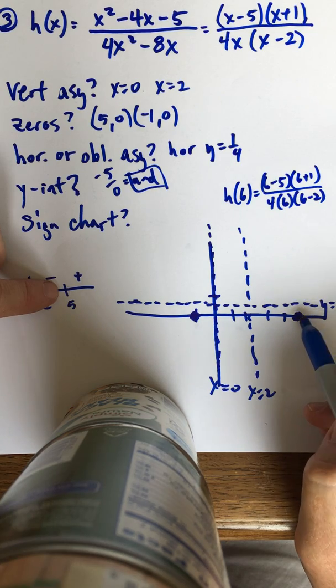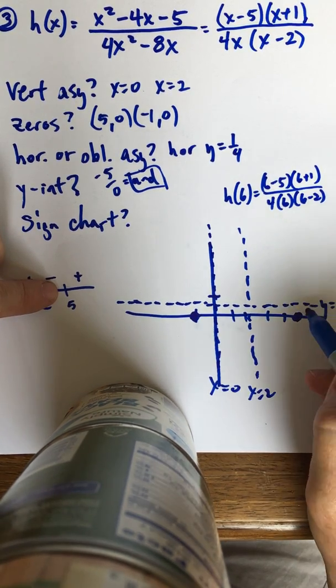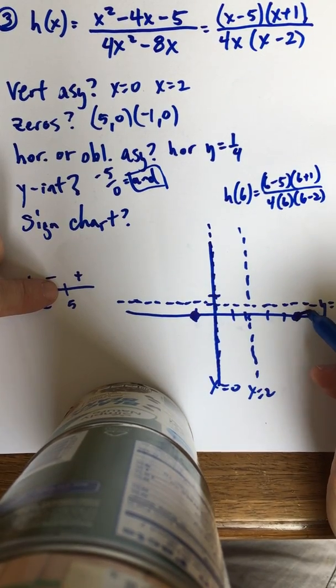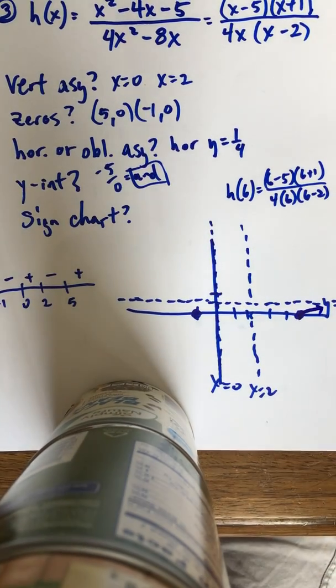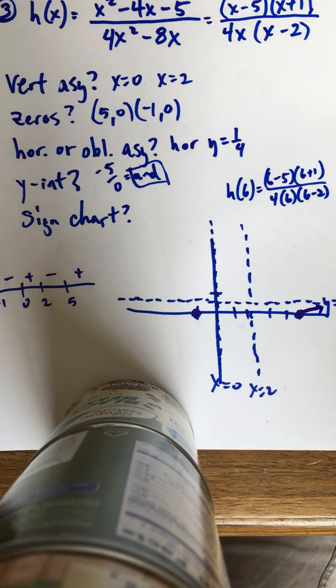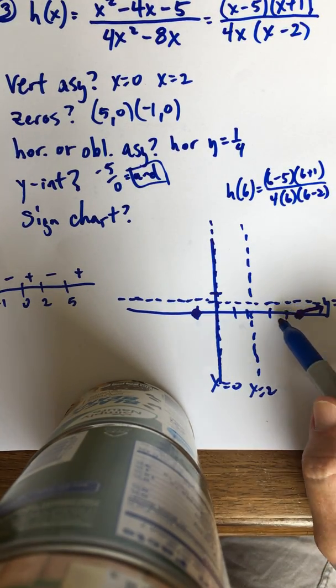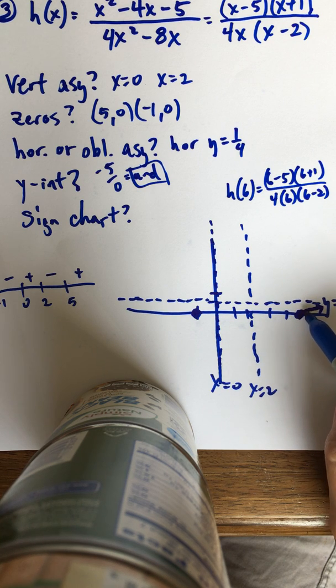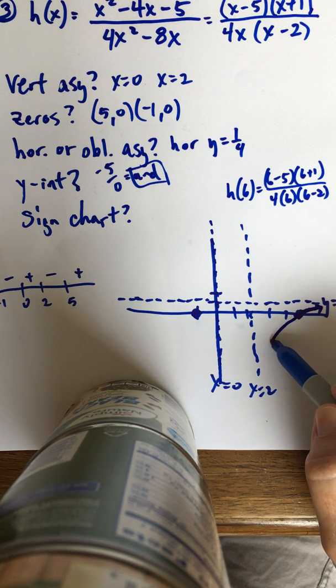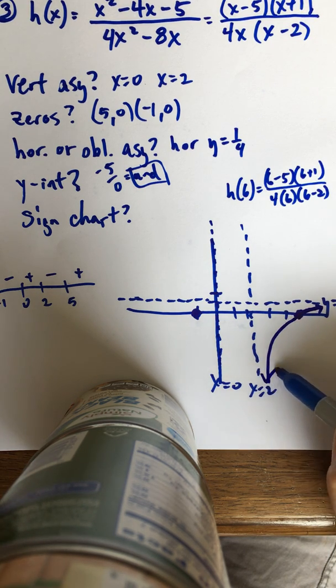To the right of 5, it's got to go through 5, because that's a 0, that's a point, and it's got to hug that asymptote. It's just going to go up and hug that asymptote. Between 2 and 5, it's got to be below the axis, still going through that point, but it's got to come down and hug that asymptote down.